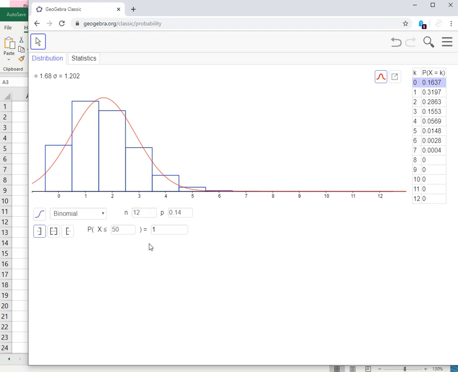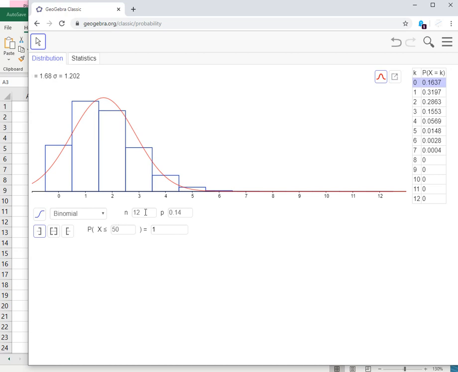Here were the numbers from that previous example. N was 12, p was 0.14. This button up here allows you to put a normal curve on top of your binomial. Just to recall, you select binomial from the drop down here, enter n and p. You can see that does not look very normally distributed. It's unimodal, but it's got a bigger tail on the right, so it's right skewed.